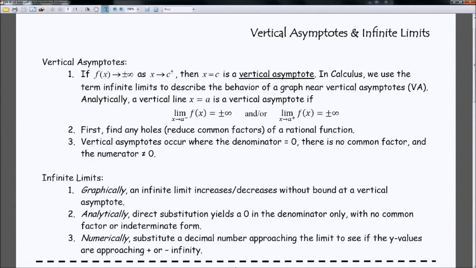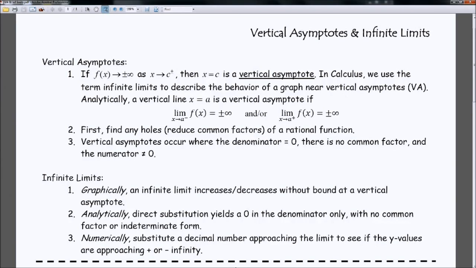In calculus, when we talk about infinite limits, we're essentially talking about what you talked about in Algebra 2, typically vertical asymptotes. Just remember, a vertical asymptote is where your function is going to positive or negative infinity as we're approaching some sort of x value. In calculus, we use the term infinite limits to describe the behavior of the graph as it approaches this vertical asymptote. So is it going to positive infinity, negative infinity?